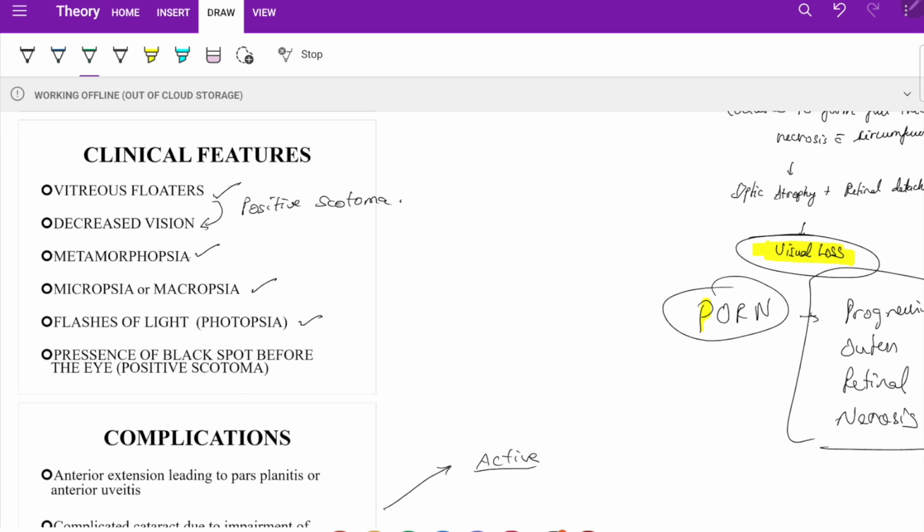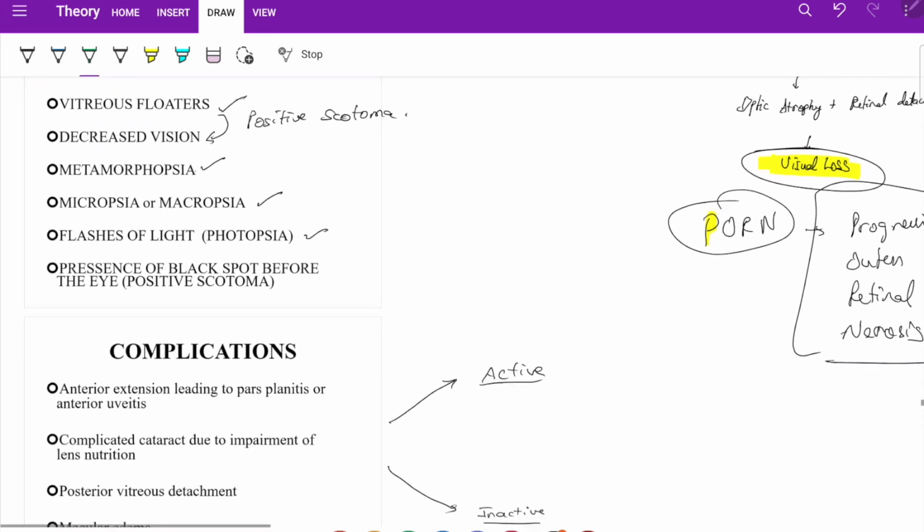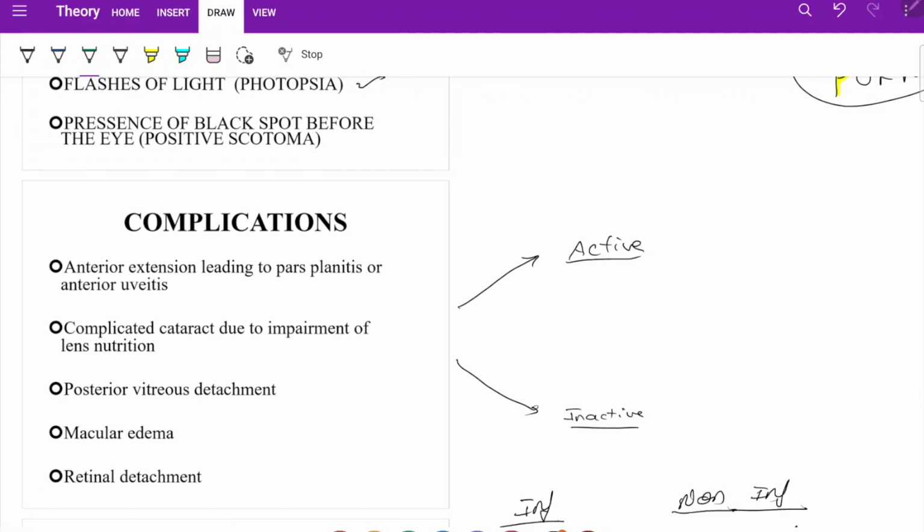In the active lesion there is associated perivascular cuffing, whereas in the healed lesion you're going to have clumping of pigment at the margin. And you're going to have pre-retinal or subretinal fibrosis, and vasculitis will be present. Now coming to the complications. What complications are you going to see? One is anterior extension, which can cause pars planitis or anterior uveitis.